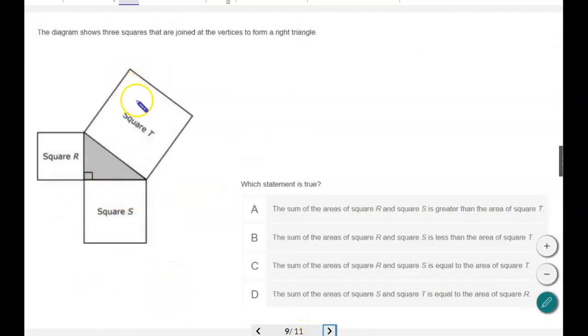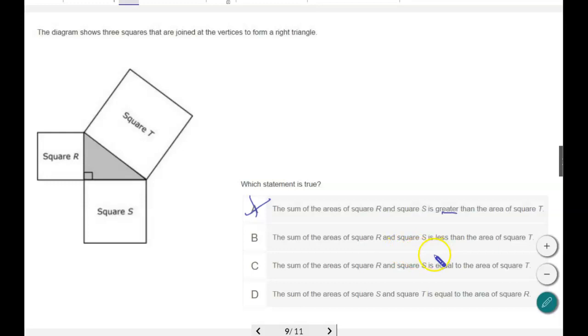All right, so the diagram shows 3 squares that are joined together at the vertices to form a right triangle. So here's our right triangle. So this one is our hypotenuse, remember, so this is the largest area. We talked about this. So this one plus this one is equal to this. So let's look at our choices. The sum of the areas of squares R and S is greater. Nope, they're the same. So the word greater makes this not true.